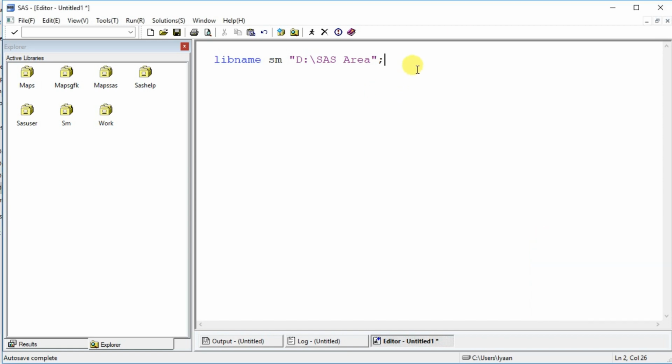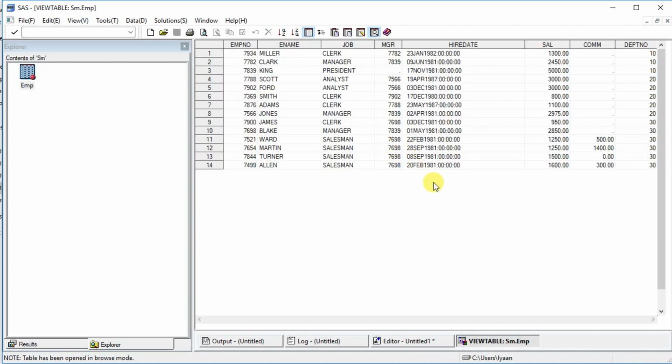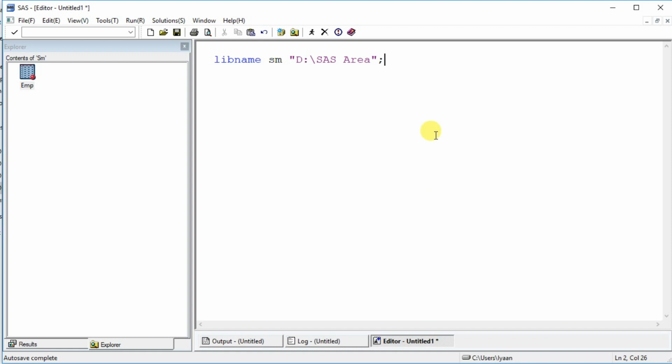This is an area from where I'm picking a small data set. This is small information of an employee database on which we are going to apply our Proc Freq technique. So let's start with Proc Freq.